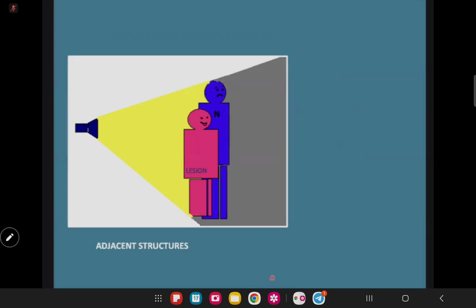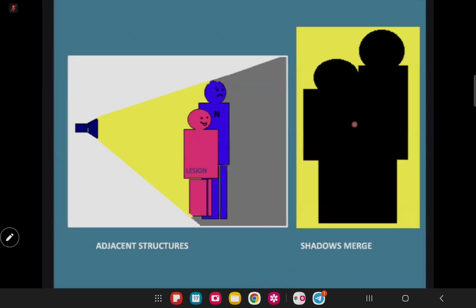Okay, it's an adjacent structure. So when the light beam passes through, the markings cannot be visualized. Like a pleural effusion, you cannot visualize the markings. It looks like one structure. That's why it's continuous. Okay, adjacent.